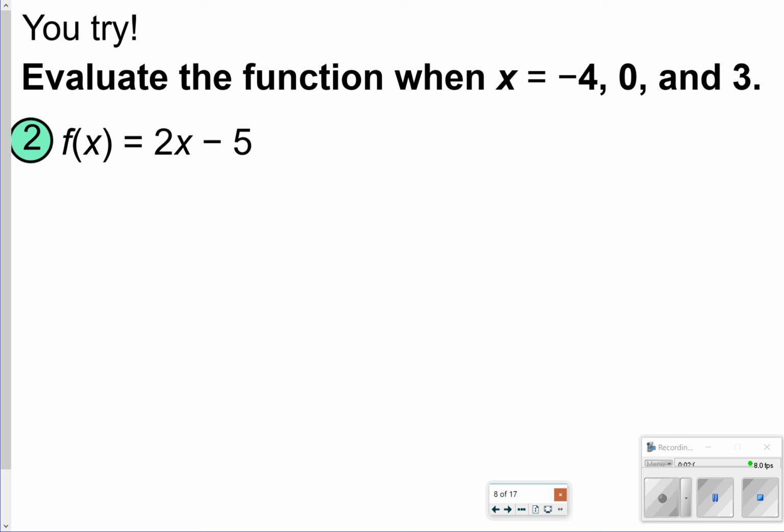So here are some that you're going to try. This one you're just going to replace x with negative 4, 0, and 3 to figure out what the function would be once you replace it. So let's go ahead and pause the video here so you can try it, and once you're done, click play.